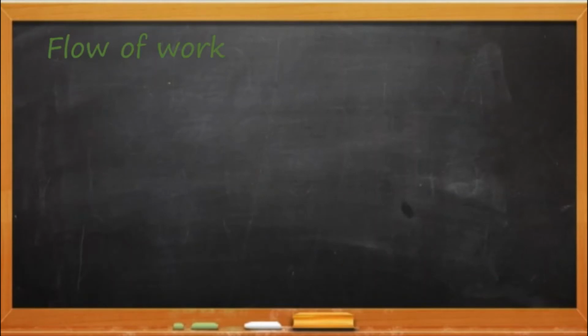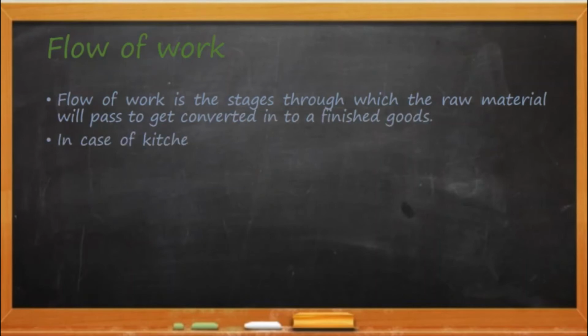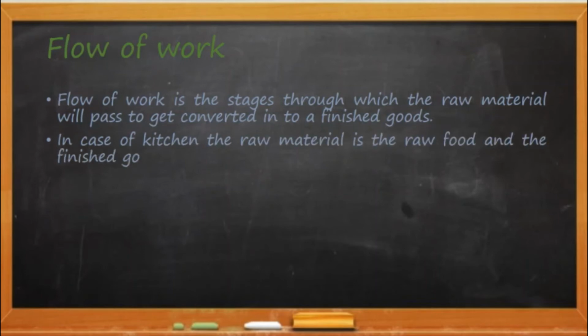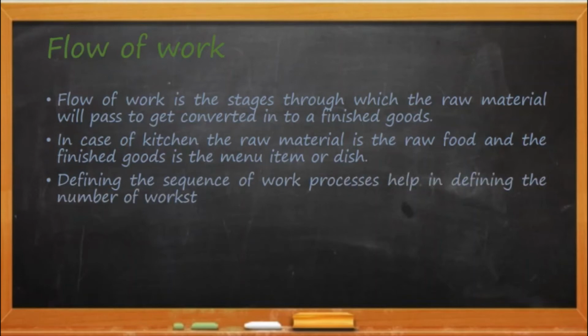Flow of work. Flow of work is the stages through which the raw material will pass to get converted into finished goods. In the case of a kitchen, the raw material is the raw food and the finished goods is the menu item or dish. Defining the sequence of work processes helps in defining the number of workstations and their composition.